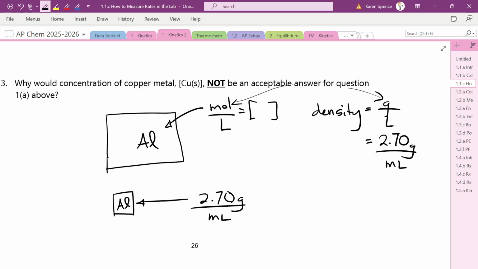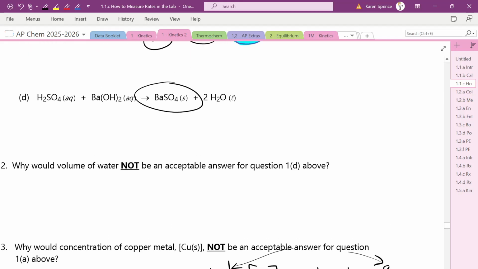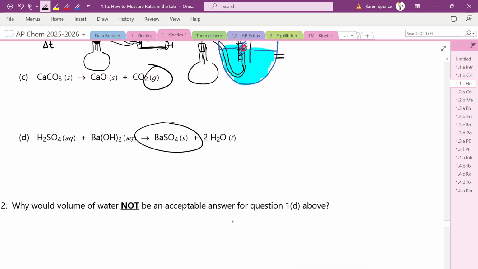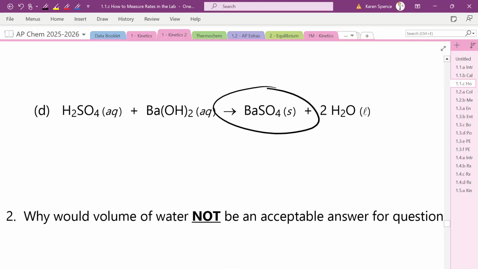Yes? Understanding that you can't measure the volume of water because it's in a solution. But would you not be able to use the mass of the water to find the original volume of water and then subtract? Okay, so first of all, this amount of water is minuscule compared with the volume of the solvent water.